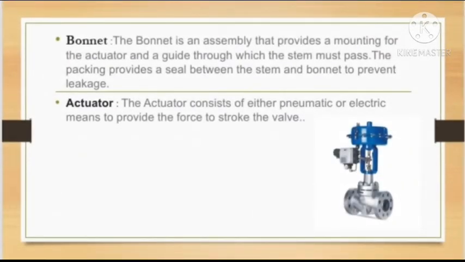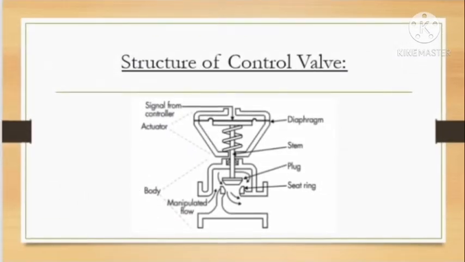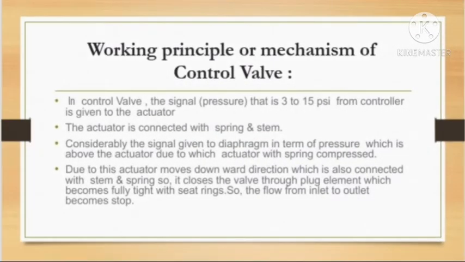Third one is bonnet. Bonnet is an assembly where it provides mounting for actuator and a guide through which stem must pass. Generally, it has packing which provides seal between stem and bonnet to prevent leakages. Fourth one is actuator. It consists of pneumatic or electric means to provide the force to restrict the flow of fluid in valve.